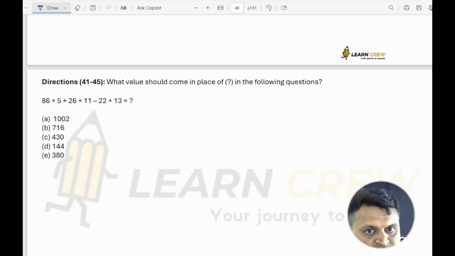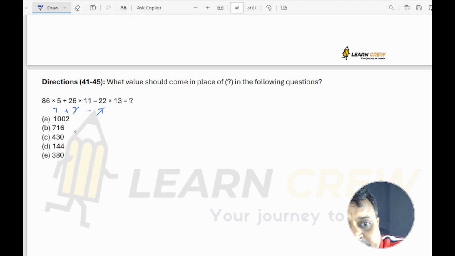Next, 86 into 5 plus 26 into 11 minus 22 into 13. So here it ends with 0, it ends with 6, and so on, so you have two options. I can go with the digital sum here. 8 plus 6, 14 means 5, 5 into 5 is 25, 25 means 7. Next, 2 plus 6 is 8, 8 into 2 is 16, 16 means 7. Next 2 plus 2 is 4, 4 into 4 is 16, 7.